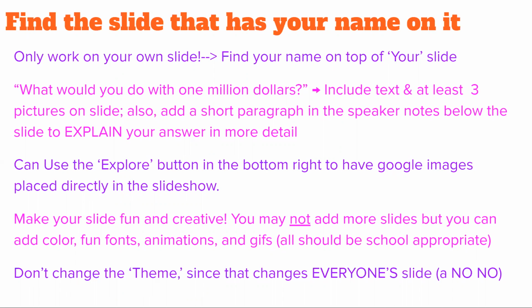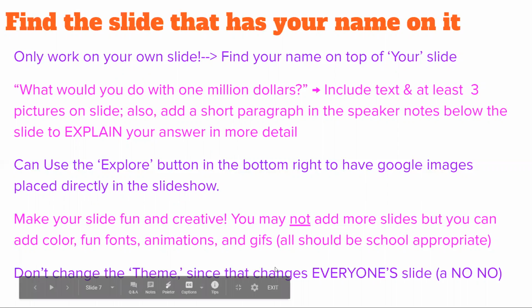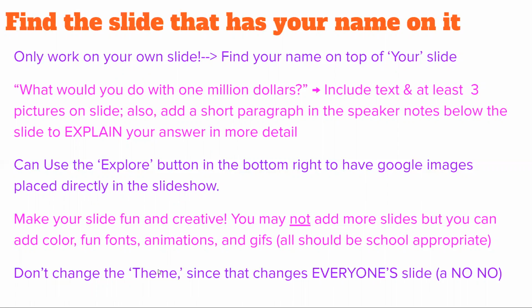Here are instructions that I encourage you to read through. Basically, you will find in the assignment on Google Classroom a slide with your name on it. It should be blank. You're going to follow these instructions to answer the question, what would you do with $1 million? You're answering it with some text and some visuals. One warning is don't change the theme. You can change pretty much anything else, but when you change the theme in Google Slides, it changes everyone's slide, and you want to just edit your own slide.